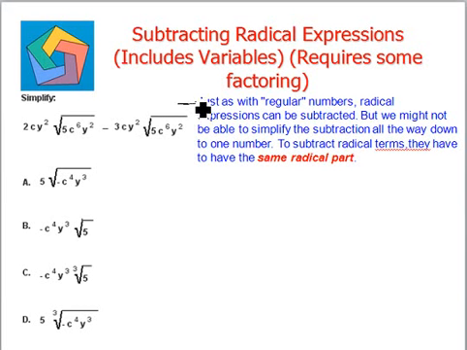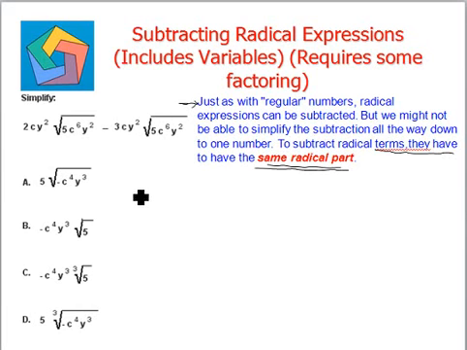Just as with regular numbers, radical expressions can be subtracted, but we might not be able to simplify the subtraction all the way down to one number. To subtract radical terms, they have to have the same radical part. This is the most important part to be noticed and observed while subtracting radical expressions. So with the help of this concept, let's do some questions.